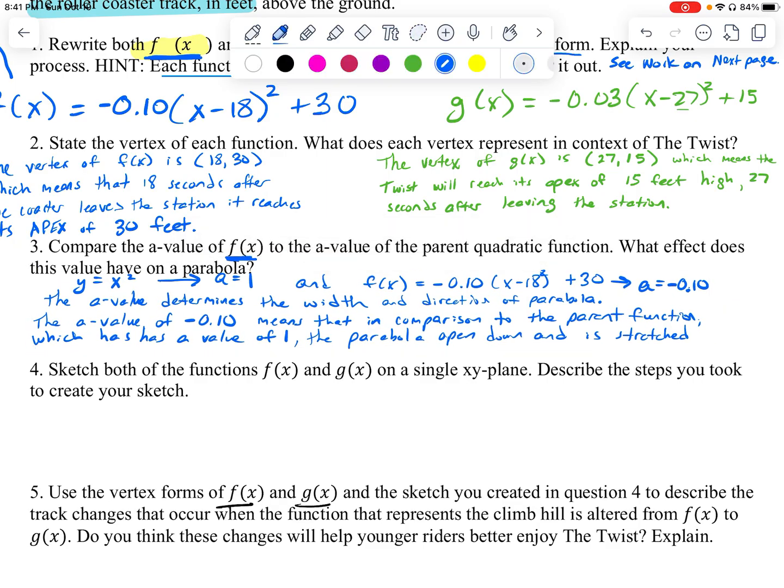And it's stretched wider and shorter. It's got a vertical compression compared to the parent function.